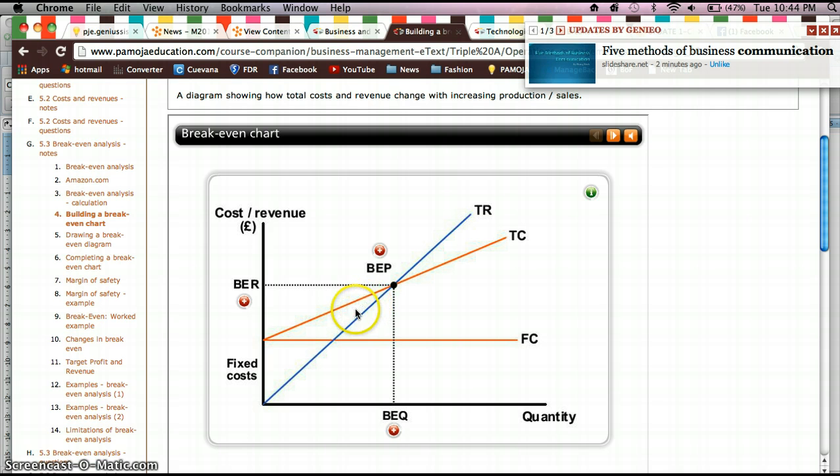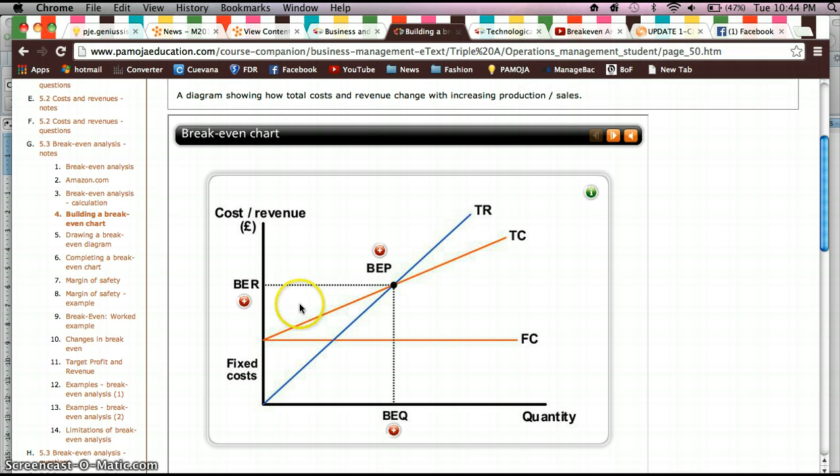So in this case, to the left of the PED, the difference between the total cost and the total revenue is the loss. And to the right, we can see that the difference between the total revenue and the total cost is the gain.